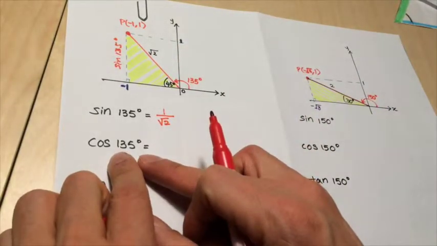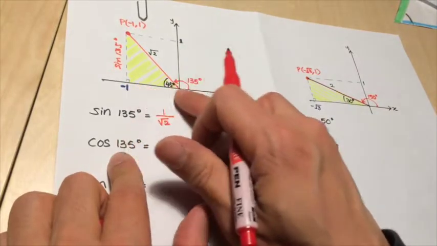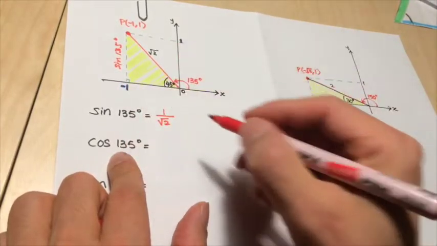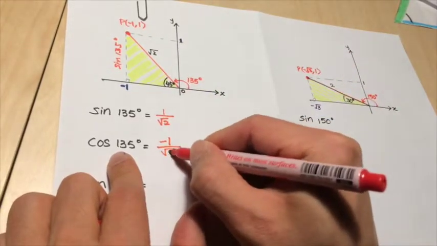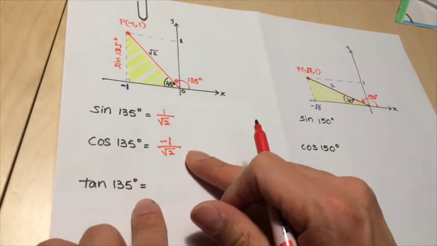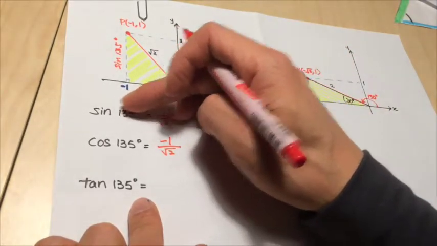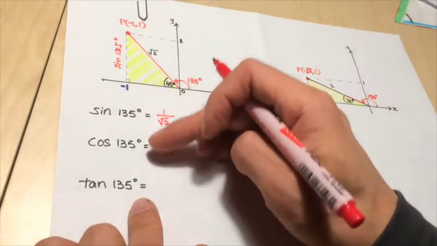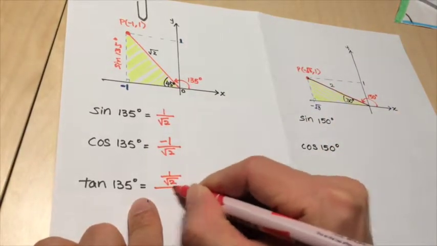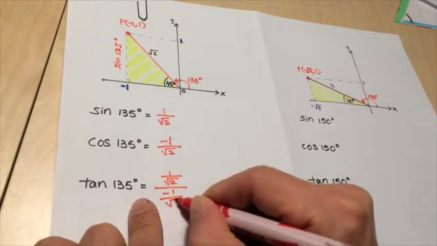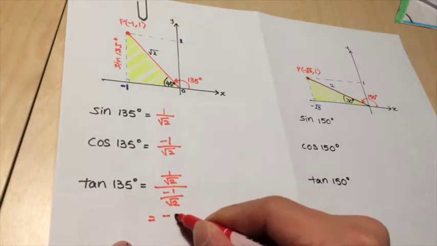How about cosine 135 degree? Cosine 135 degree, we have to look at the base here. The base in this case is -1 and the radius is square root of 2. So that's the answer. How about the tangent? Well, tangent is just the ratio of sine of 135 over the cosine 135. So this is what I have. And after simplification, this is just simply -1.